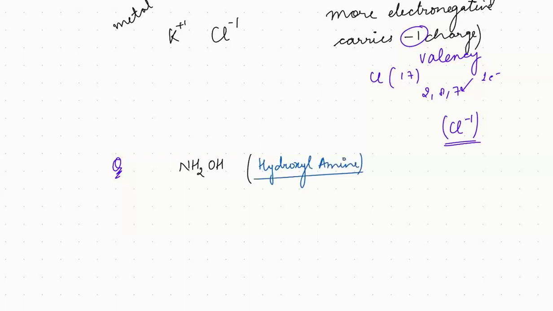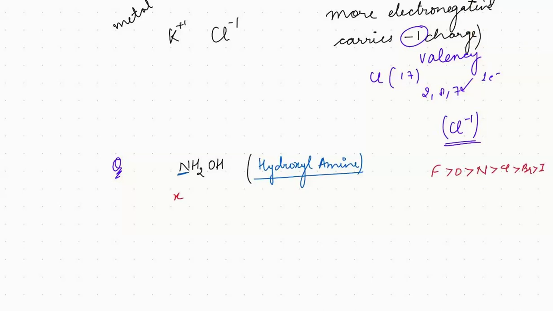Okay, this is hydroxylamine. So when we are talking about nitrogen, let nitrogen's charge be X. Why do I have to assume for nitrogen? Because I know that the order of electronegativity is fluorine, oxygen, nitrogen, chlorine, then bromine, then iodine. You understand? This is the order.